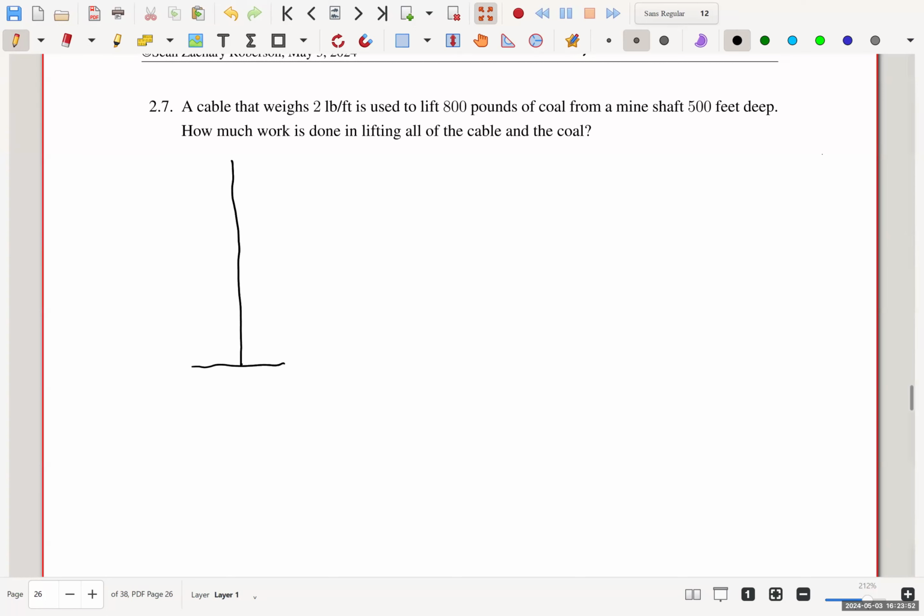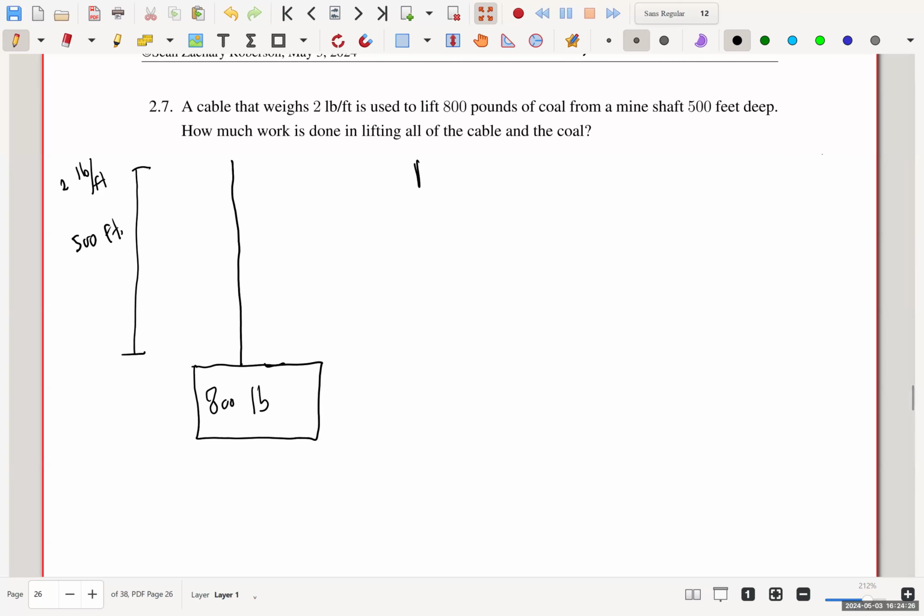Cable. Bunch of coal. Santa would be happy to give these to naughty boys and girls, right? The coal has fixed weight, and the mine shaft is 500 feet deep. Now, I know that this is 2 pounds per foot. Can I get the total weight of the cable? Think about the units. Multiply the weight per foot of the cable by the length of the cable.